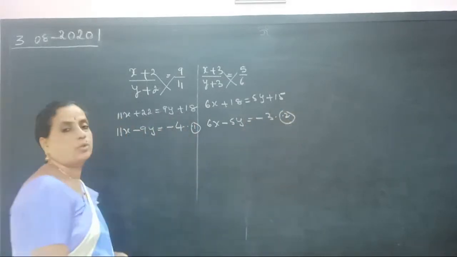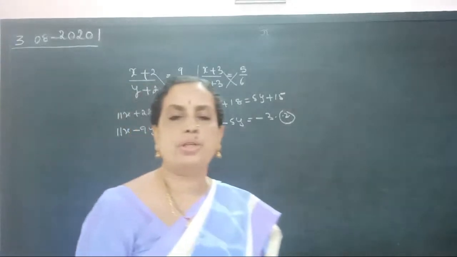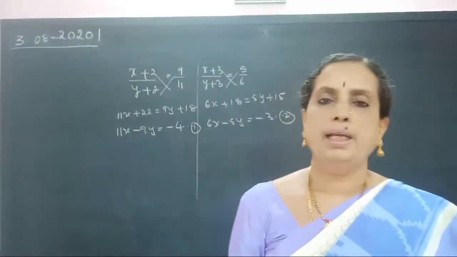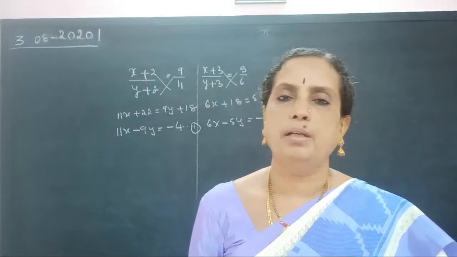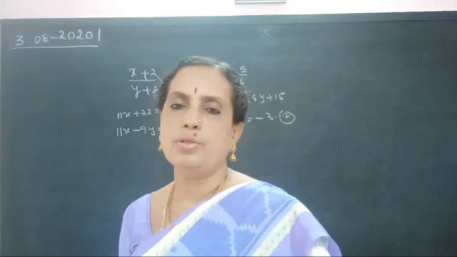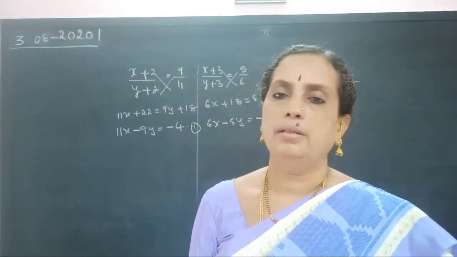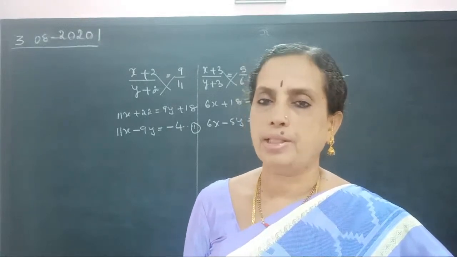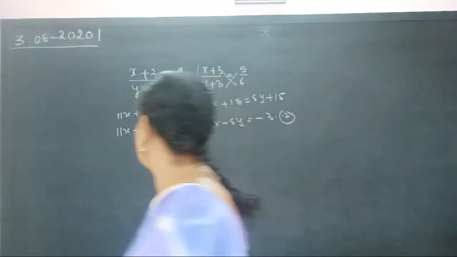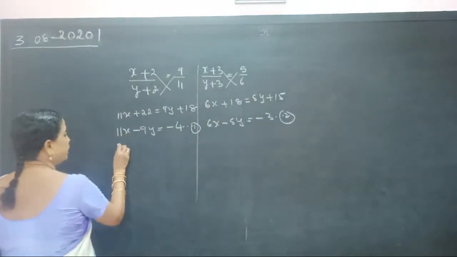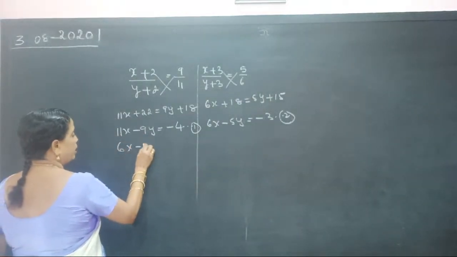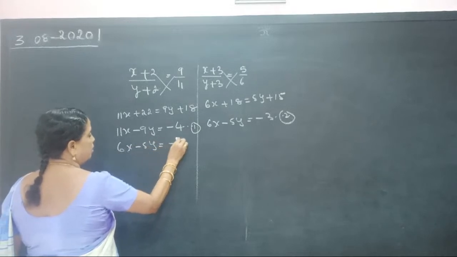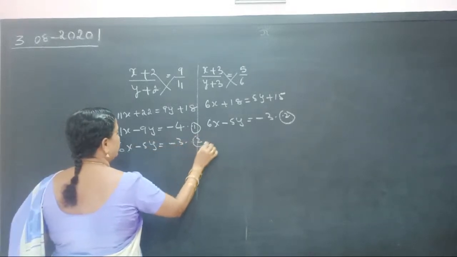Now, solving either by substitution method or by elimination method, you can get the values of x and y. Then x upon y gives the required fraction. Come on, work it out. Here it is 6x minus 5y equals minus 3. Equation 2.